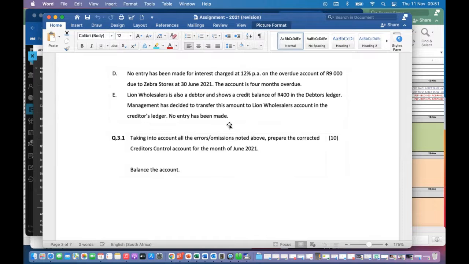So when you see a transaction like this, take your time with it, reread it, make sure you understand what's going on. They say a credit balance of 400 in the debtor ledger. Okay, what? A credit balance? What does that mean? Think about it. The debtors is an asset, right? So if we have a balance of 400 Rand, remember the debtors increase on the debit side because it's an asset, decreases on the credit side.